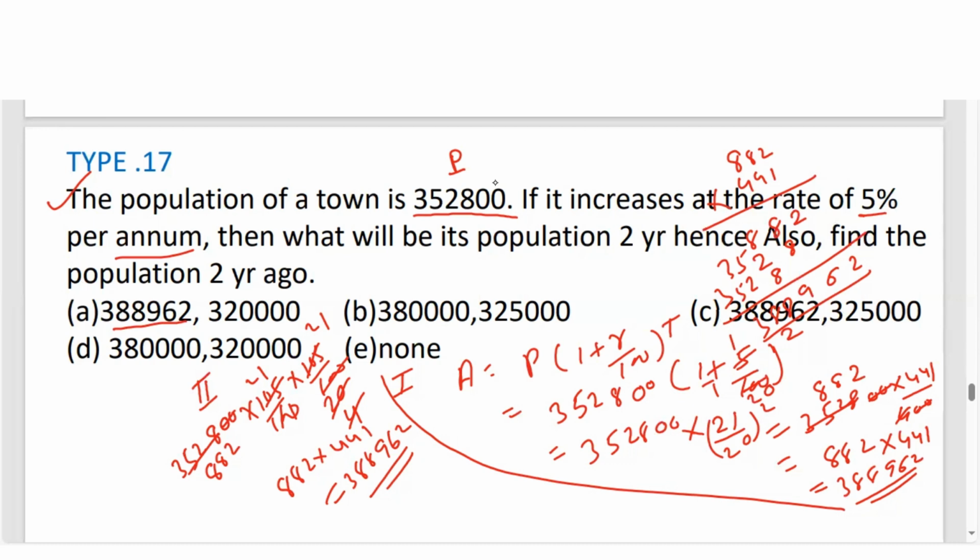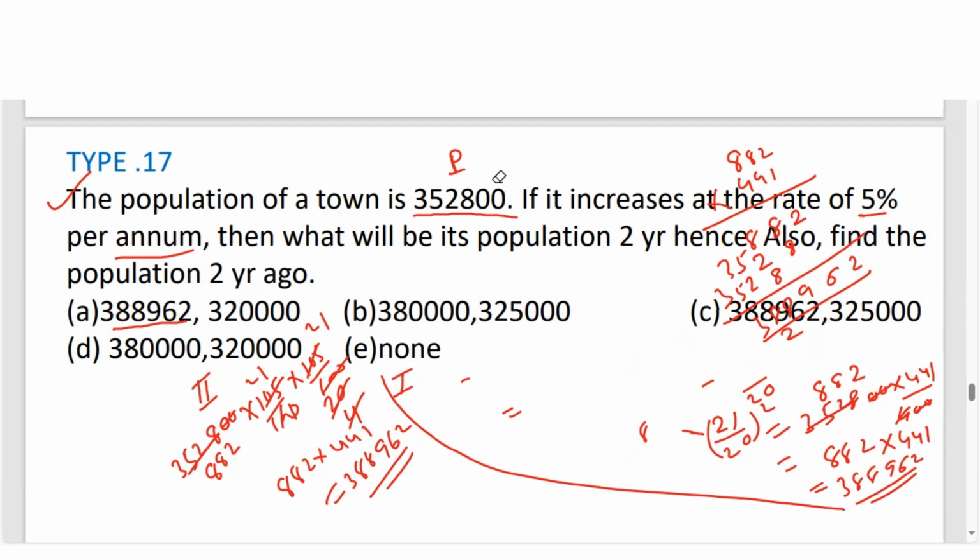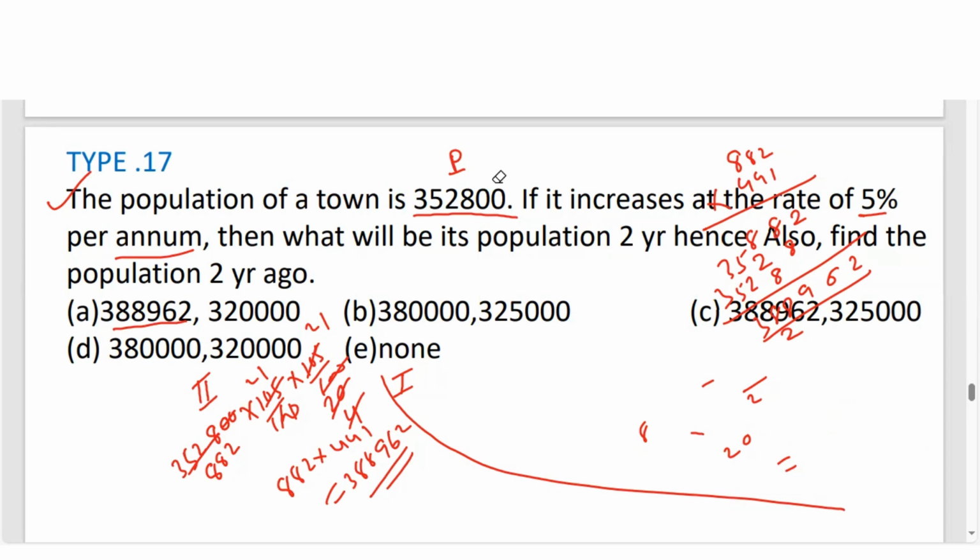You saw part 1, that is 2 years hence. Now the other part is also in this question: find the population 2 years ago. That means in this case they are finding 2 years before, what it was. What is given is the amount, the increased value, and we have to find our original value 2 years before. So how do I explain this? Let us see. We will solve this back question again in 2 ways.